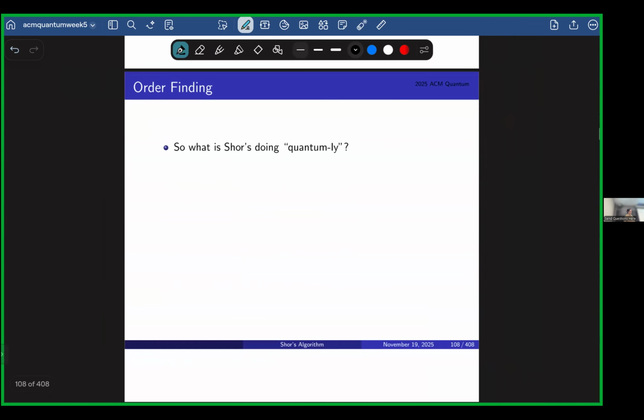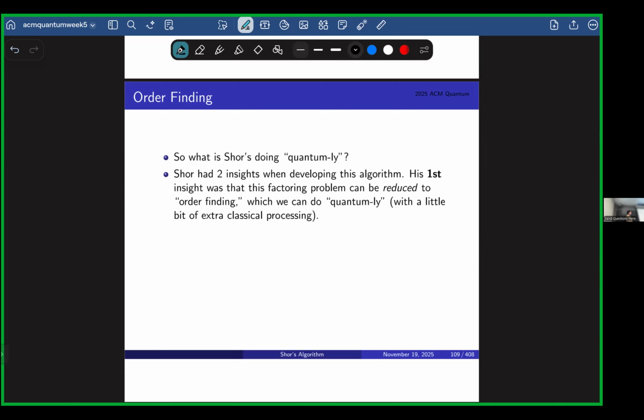And Shor had two main insights when developing the algorithm. The first one is that this factoring problem can be reduced to a different problem called order finding, and that's what we can do quantumly.